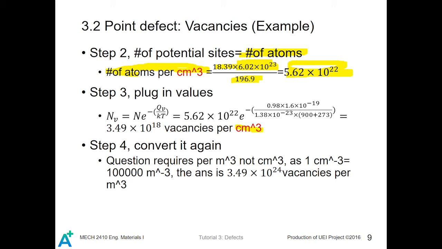Be careful of the units, as we have already converted the units, so we can just directly plug in the values. And we still have to convert the units for the answer, because the question requires us to provide a per m cube answer, not a per cm cube answer. As 1 per cm cube is equal to 100,000 per m cube, the answer is this number of vacancies per m cube.